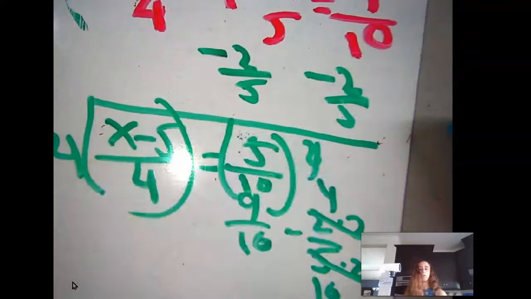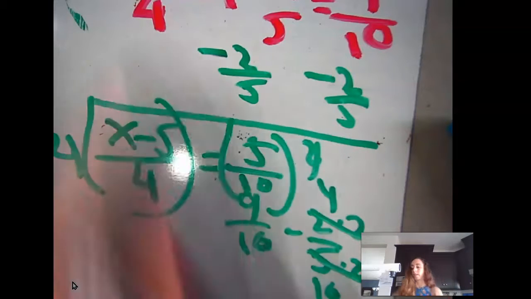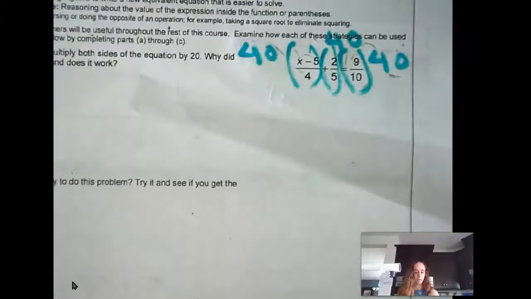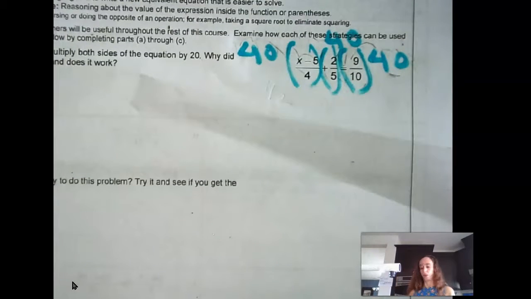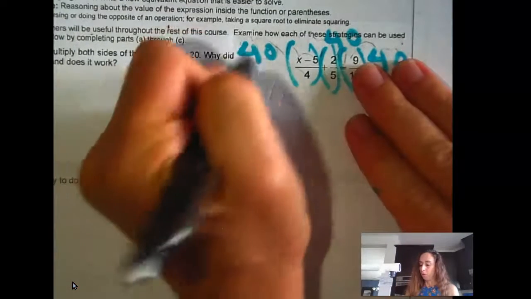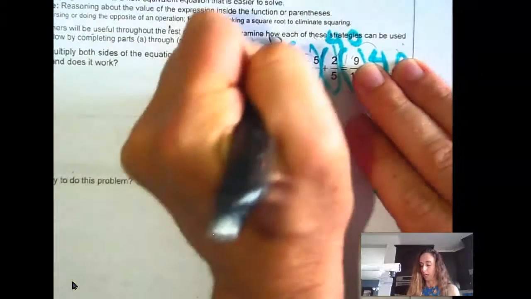I want you to see there's a bunch of different ways to do this. For me, that doesn't seem the easiest. For me, getting rid of the fractions, as I've said a million times, is the easiest. No judgment. I am definitely not the teacher where I say you have to do it my way. Why is my way better? It's just better for me. So 40 goes into 4 10 times.